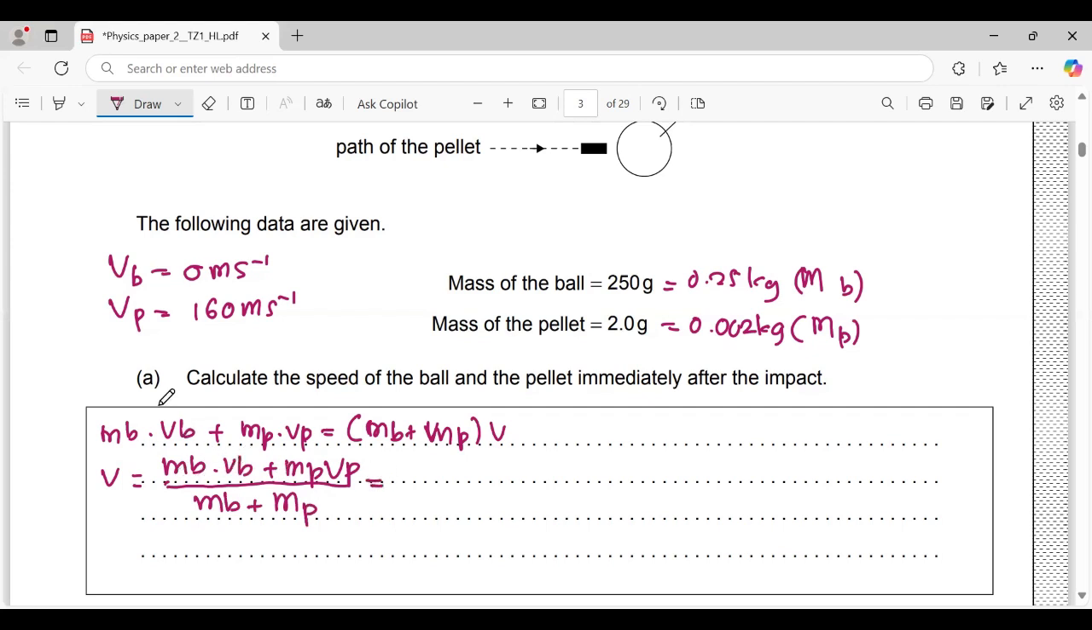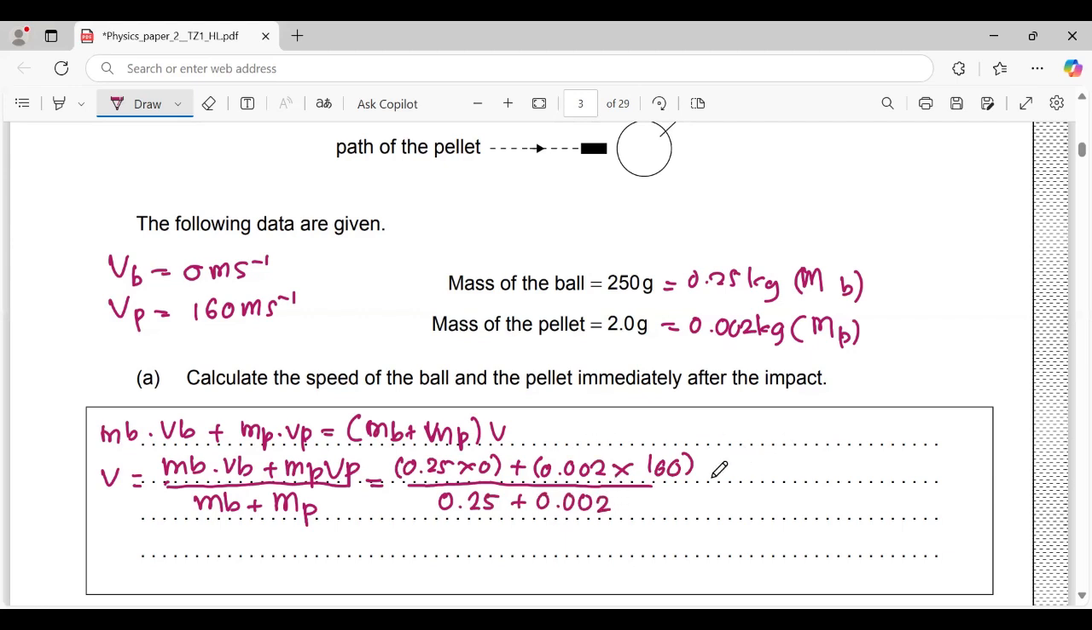mb times vb, I mean, is this one, 0.25 times 0, and mp times vp, 0.002 times 160, over mb plus mp, 0.25 plus 0.002.